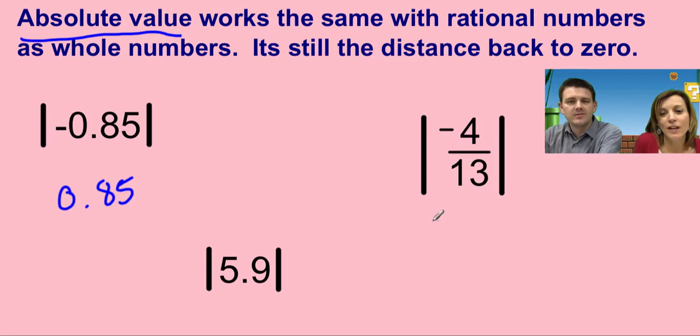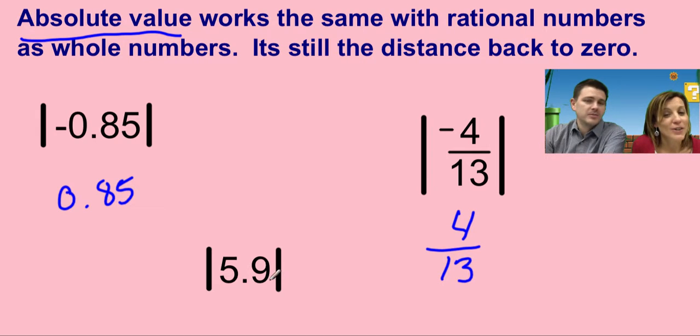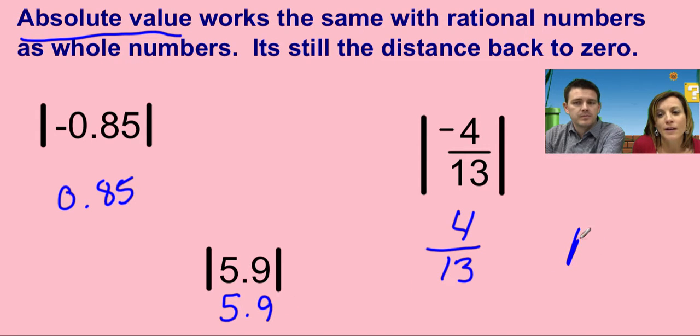Negative 4/13, the absolute value means that it's 4/13 away from 0. You can do the last one. Absolute value of 5.9 means that it is 5.9 away from 0. So the only time an absolute value can be negative is when the negative is on the outside, like negative 3/12. You would have the opposite of negative 3/12. Then you can bring the negative along.